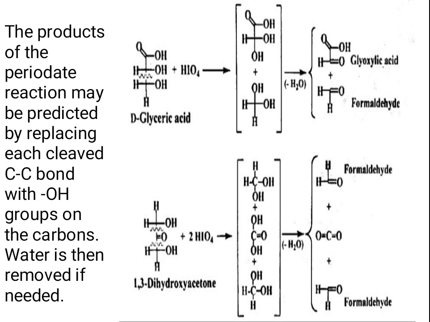At first, if you see that there is a vicinal diol, just break the carbon-carbon bond. So you are breaking the carbon-carbon bond and then adding an OH group to each carbon. And then if you have two hydroxyl groups on the same carbon, just eliminate 1 mole of water from that. If you eliminate water, you will get formaldehyde, and if you eliminate water from this, you will get glyoxylic acid.